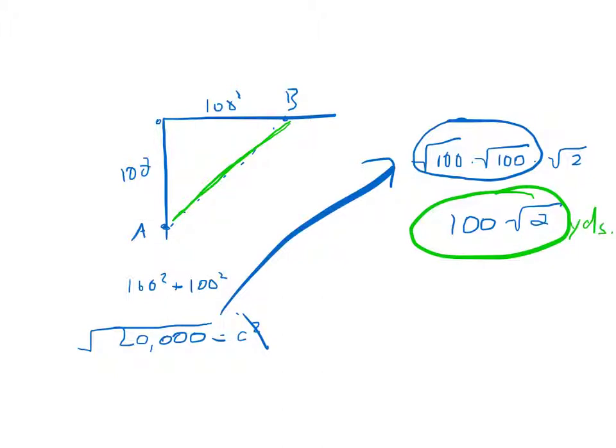Now you might say, well, that's nice mathematically. Approximately how much is that? Well, we remember the square root of 2 is approximately 1.41. So we move the decimal so we can say it's approximately 141 yards. So instead of walking 200, he could walk only 141 yards.